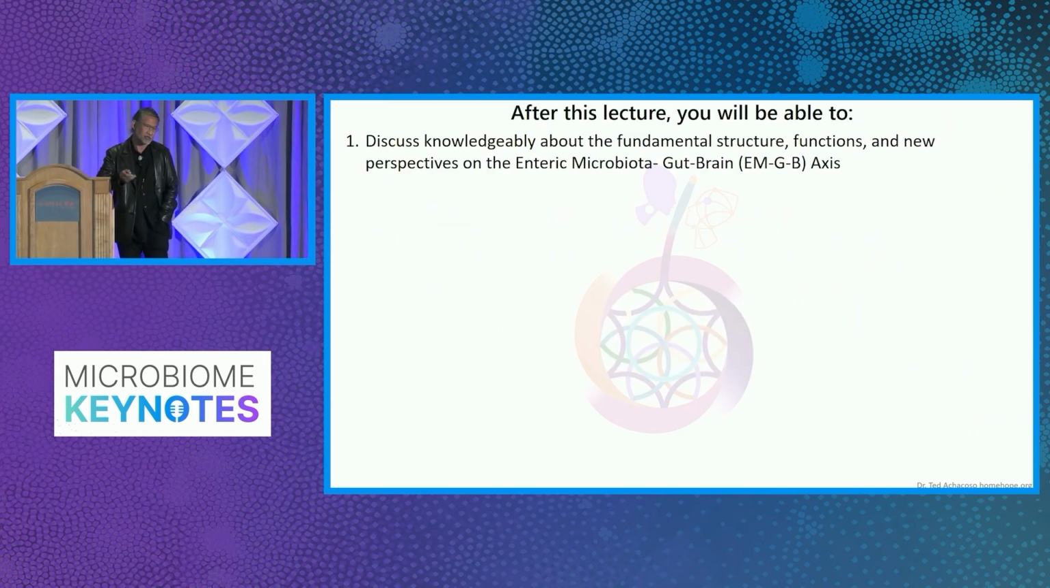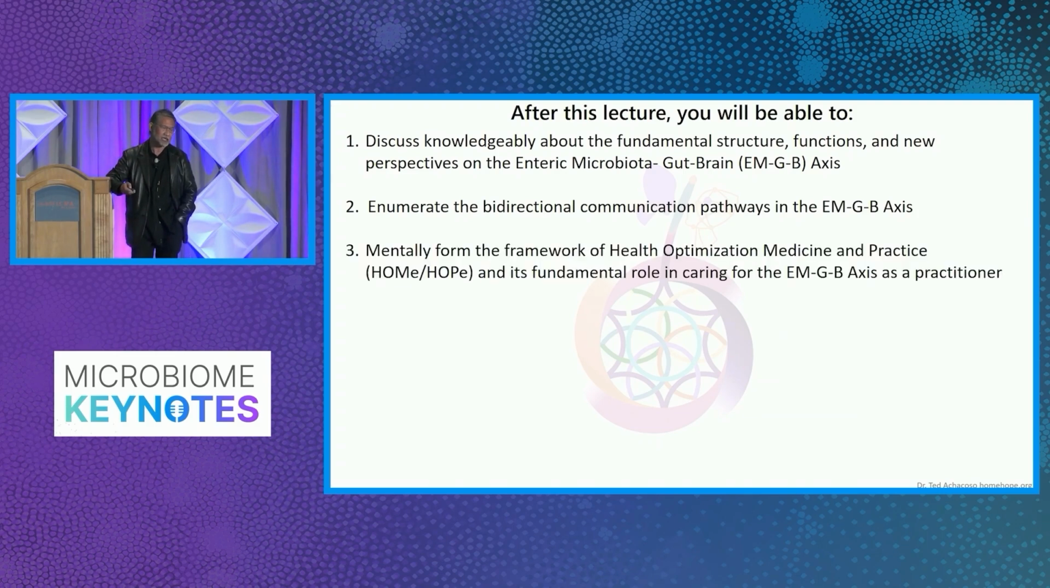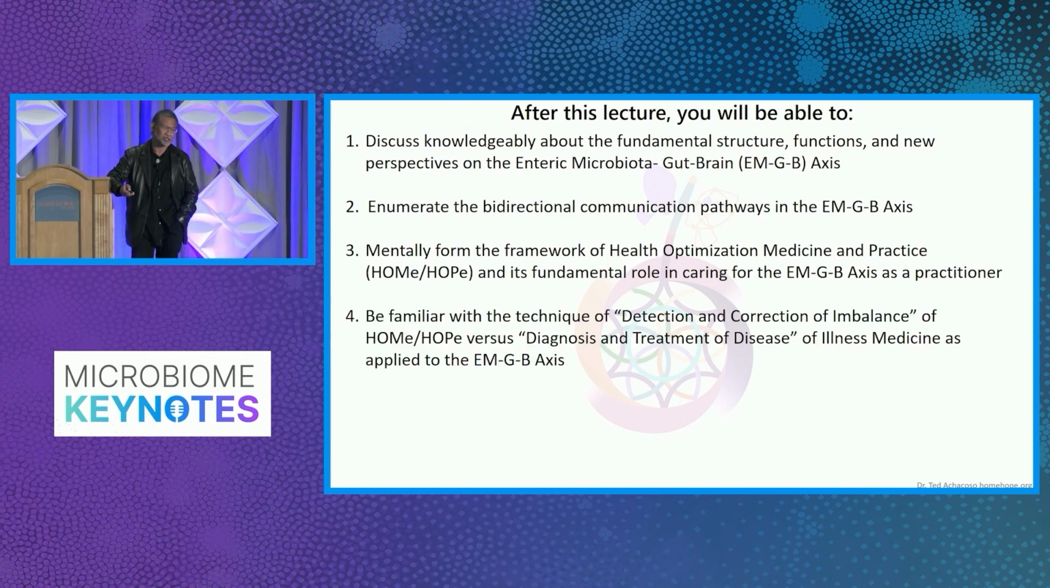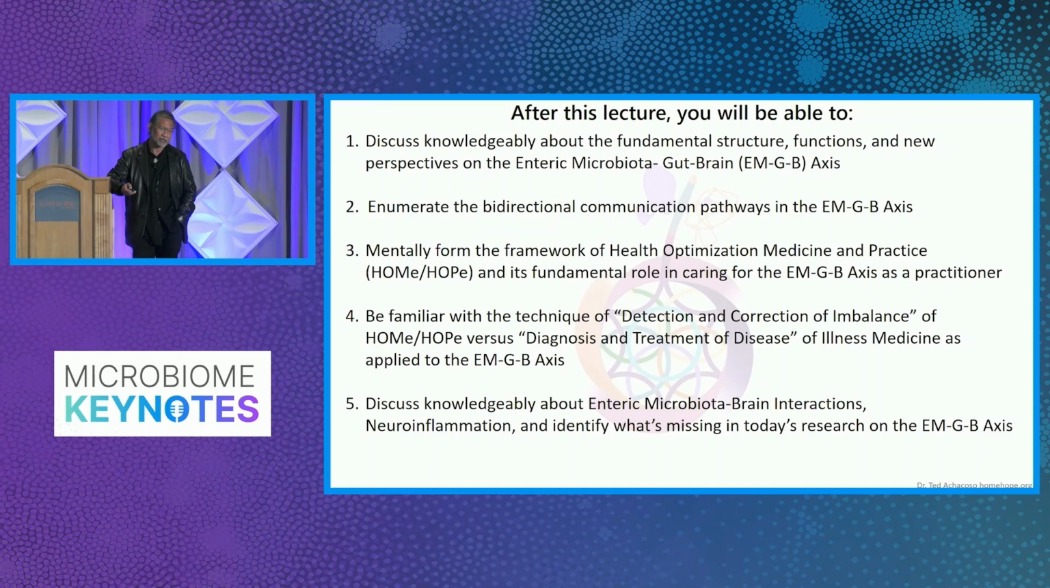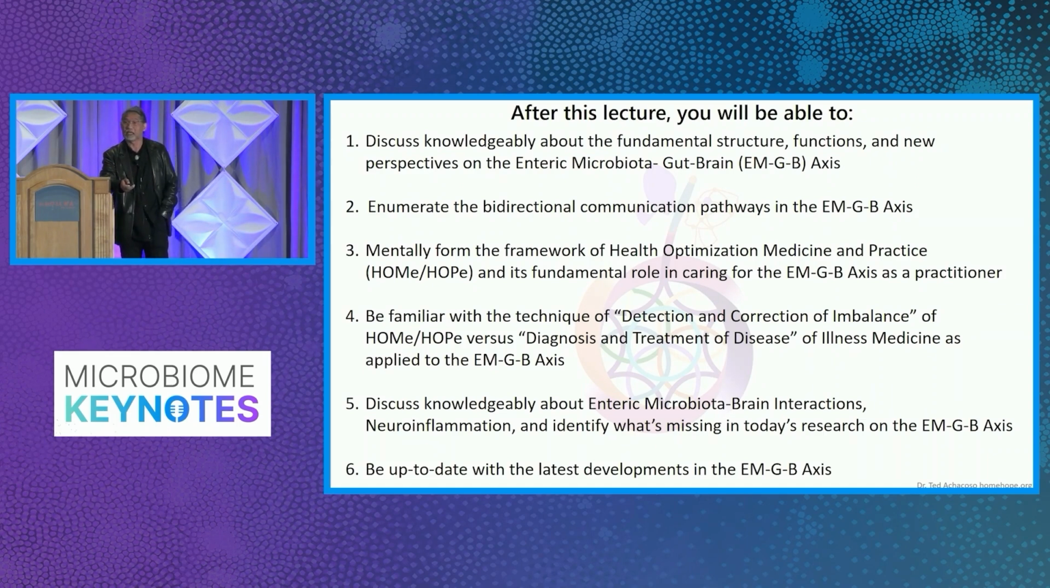So after this lecture, you will be able to discuss knowledgeably the fundamental structure, functions, and new perspectives of the EMGB axis, enumerate the bidirectional communication pathways of the EMGB axis, mentally form the framework of Home Hope and its fundamental role in caring for the EMGB axis as a practitioner, be familiar with the technique of detection and correction of imbalance of Home Hope versus diagnosis and treatment of disease or illness medicine as applied to the EMGB axis, discuss knowledgeably the enteric microbiota-brain interactions, neuroinflammation, and identify what's missing in today's research on the EMGB axis. And be up to date with the latest developments in the EMGB axis.